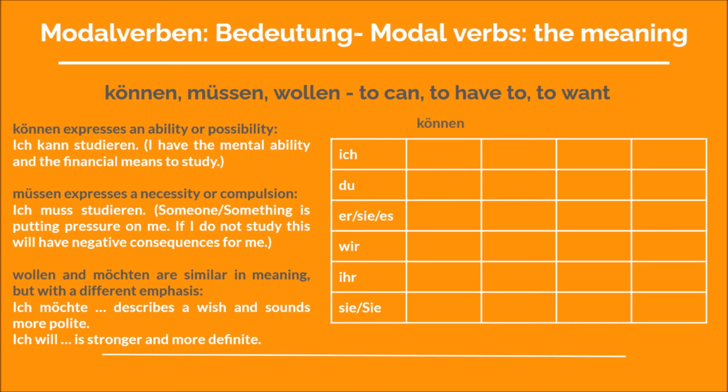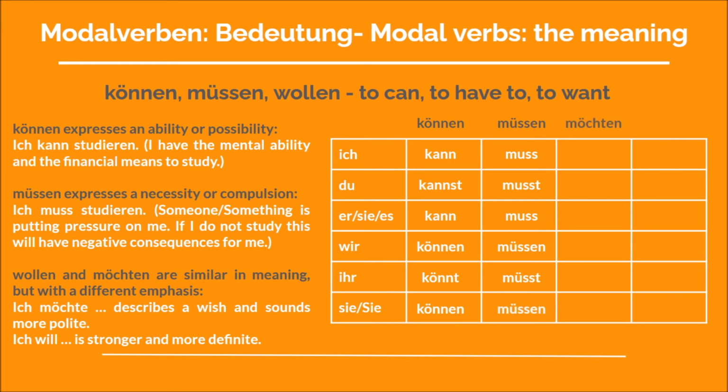Let's start with können. Ich kann, du kannst, er, sie, es kann, wir können, ihr könnt, sie können. The next verb is müssen. Ich muss, du musst, er, sie, es muss, wir müssen, ihr müsst, sie müssen.